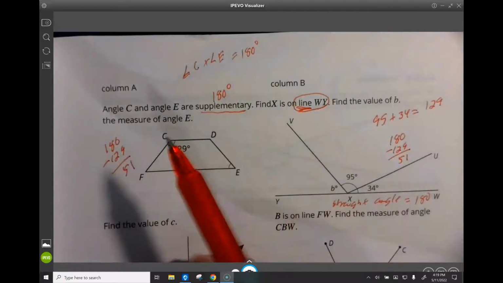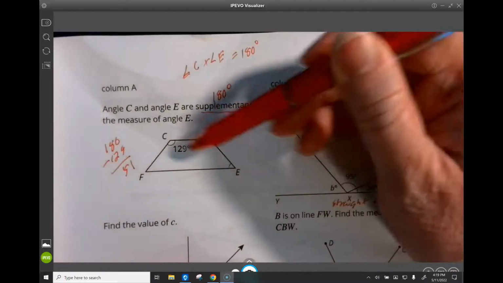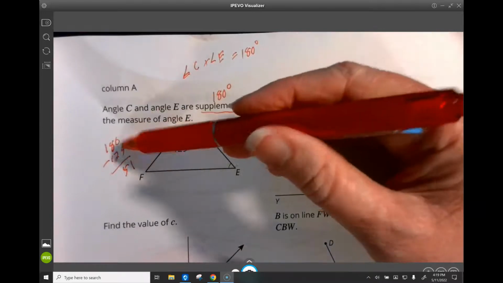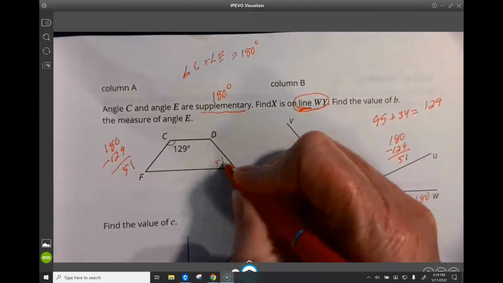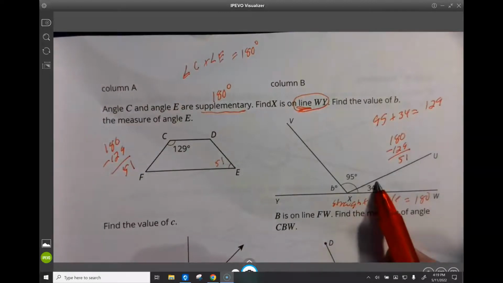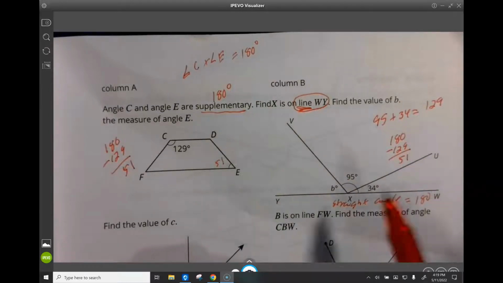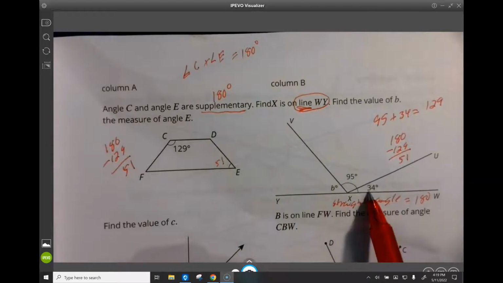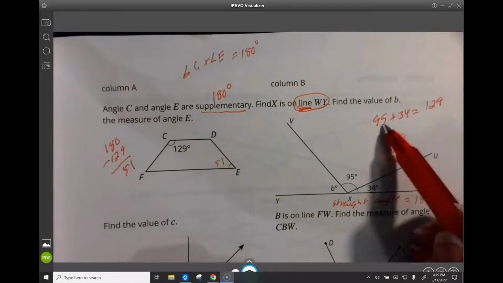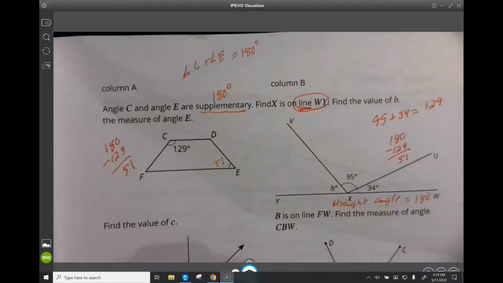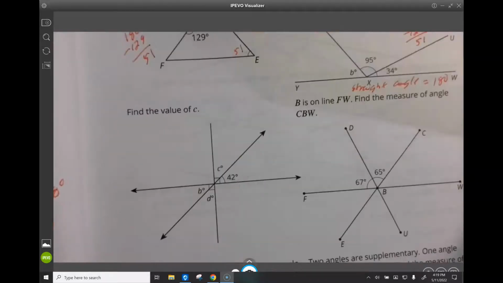So on this one, I know they're supplementary, so I know they have to add to be 180. So therefore, I can just subtract 129 from 180, and I get that this angle is 51. Then I come over here, and what I did is I said, I know all three of these have to be equal to 180. They're not supplementary, because when we talk about supplementary, it's pairs, two angles. So these three angles do add up to be 180, though. So I took 95 plus 34, 129, and I subtracted from 180, and I got 51. Okay? Let's just look at this last one together.